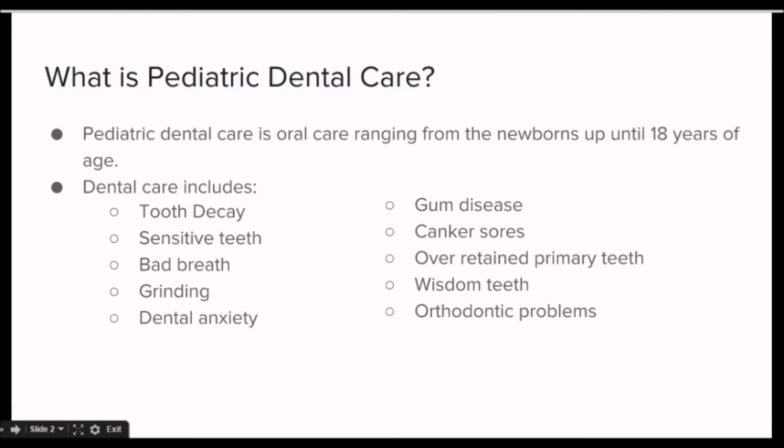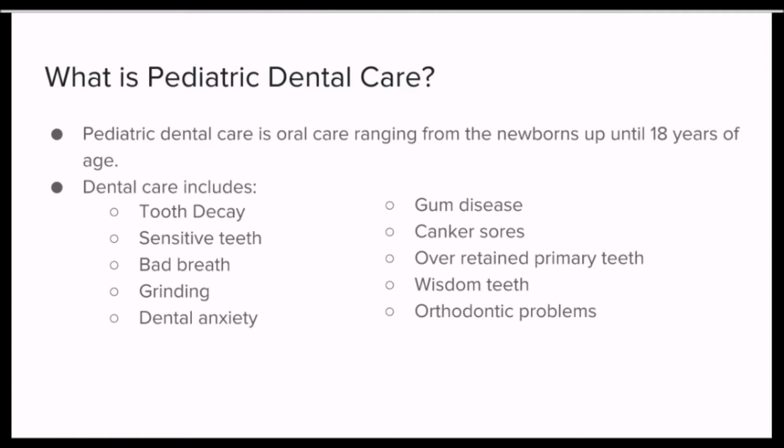The first question I want to go over is, what is pediatric dental care and what does it include? Pediatric dental care is oral care ranging from newborns up until 18 years of age. Dental care includes tooth decay, and tooth decay is when carbohydrate-rich foods such as candy, cookies, soft drinks, and even fruit juices, and starchy foods such as breads, potatoes, rice, and pasta leave deposits on your teeth, and these deposits bond and combine with bacteria that normally survive in your mouth and form plaque. And plaque forms acid that could damage the mineral structure of the teeth, resulting in tooth decay.